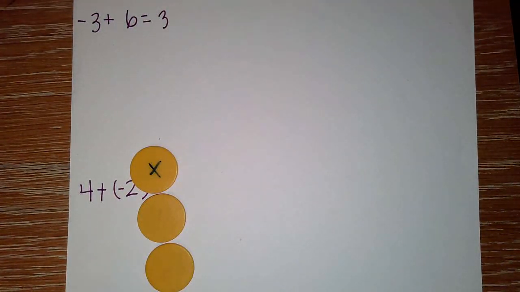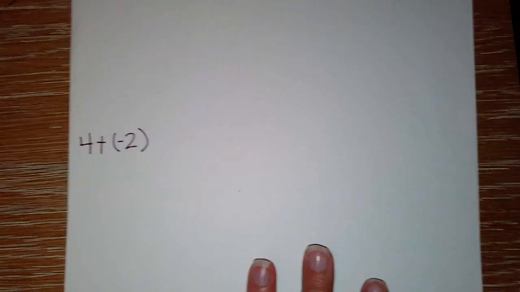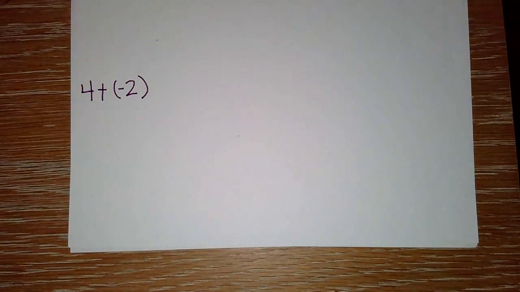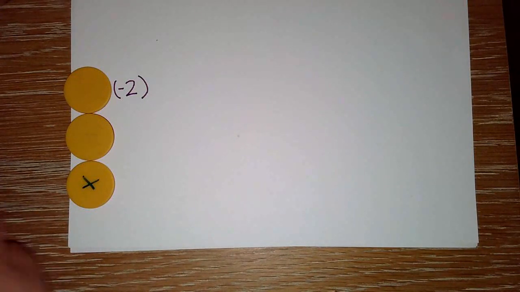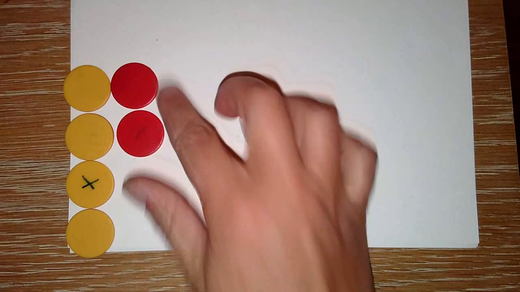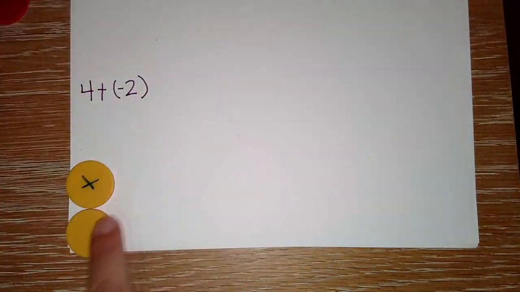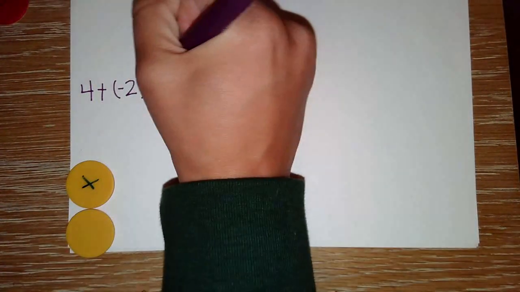For example, if I owe you $3 and you owe me $6, I give you $3, you give me $6 back, I will have $3. One more example here. If we've got 4 plus negative 2, so that's a positive 4, I take out my 4 yellows for positive. And then I have 2 negatives. Positive and negative cancel, positive and negative cancel. I'm left with 2 positives.